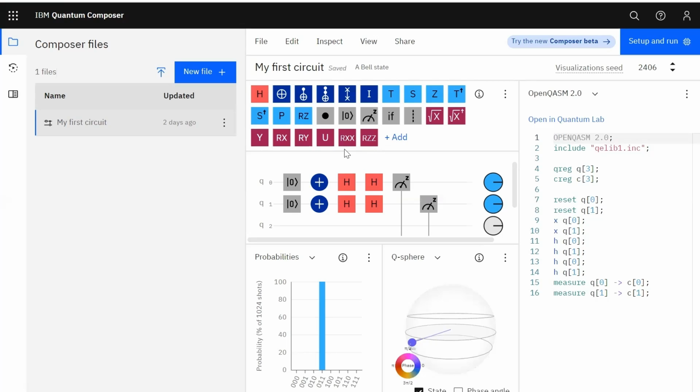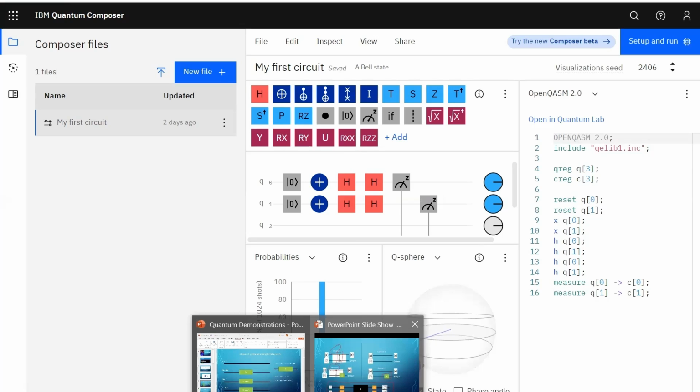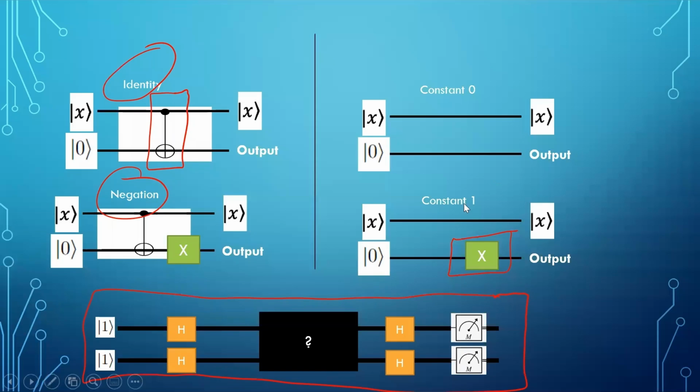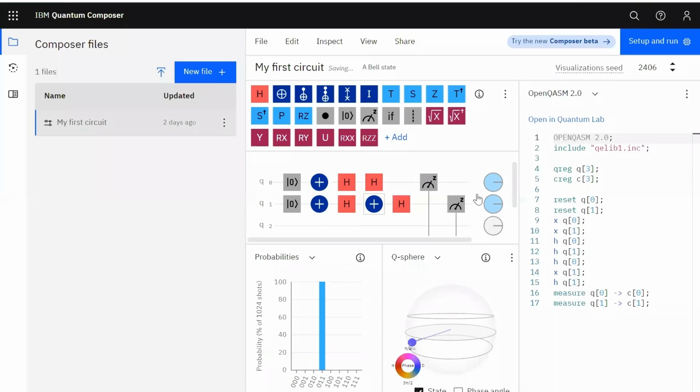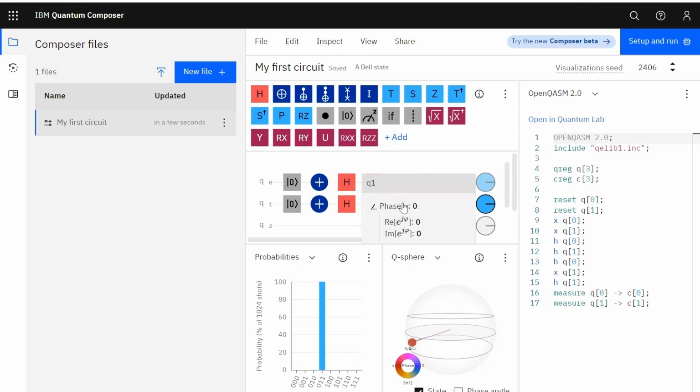So now let's see what we will have if we actually, let's just go back quickly. So if we want to put the constant 1, we will just put an X on the bottom one. So let's put a negation here. So if I put a negation here, we will see that nothing changed at all. So although this is getting negated, the Hadamard is returning it, and when you take the measurement, it's still a 1. So that's the fun thing here, is that either if it's a constant 0 or constant 1, either way you are ending up having 1, 1.